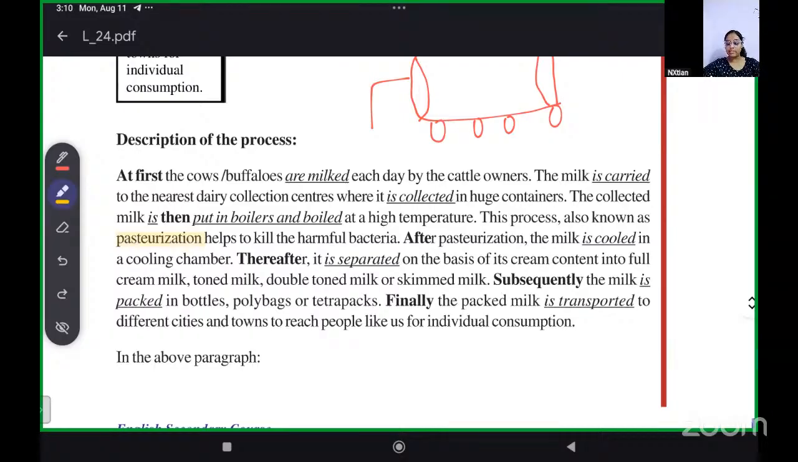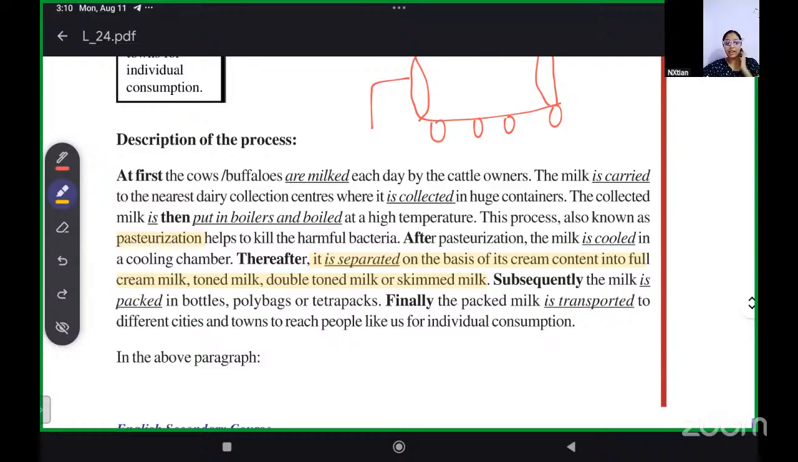Therefore, it is separated on the basis of its cream content into full cream milk, toned milk, double toned milk, or skimmed milk. Okay, like what is all of this? See, full cream milk means the milk that has a lot of cream with the milk. Then skimmed milk is where the cream is all removed and you have the milk only.